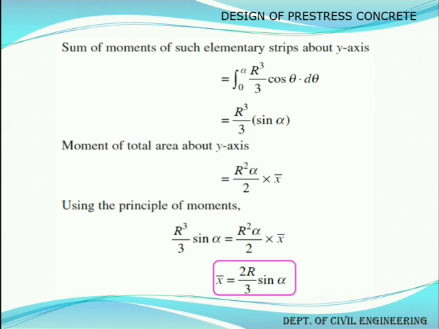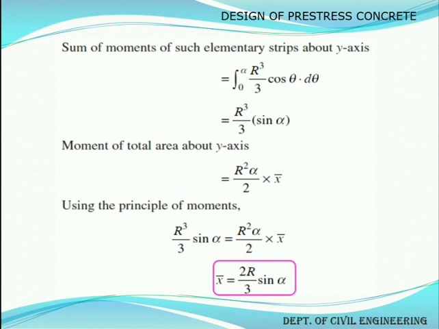When we go ahead with the process of integration, we get the answer as r cube by 3 into sin alpha. Now what is r cube by 3 into sin alpha? It is the moment of n number of strips which are in the range of 0 to alpha with respect to the y-axis. So this is one part of our equation which we have to equate against the moment of the entire area.